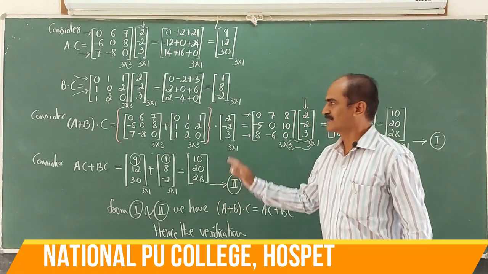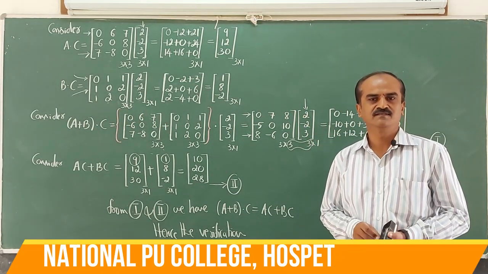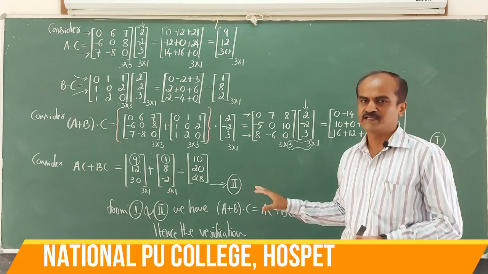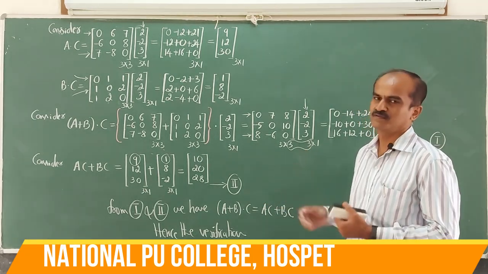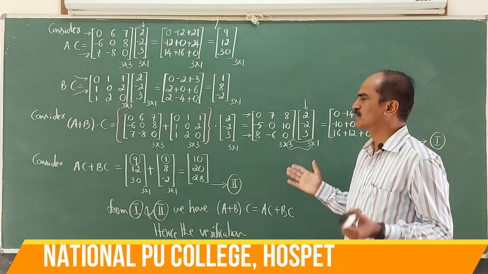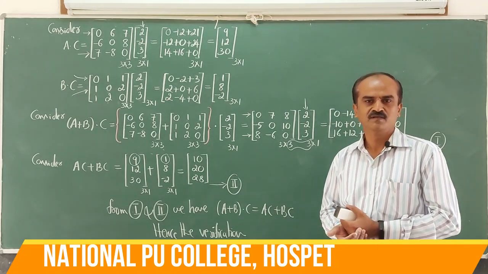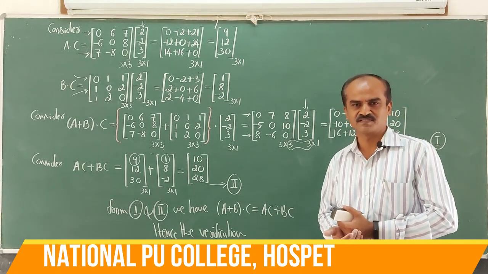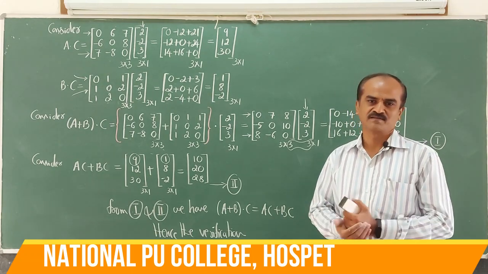So this kind of example also comes in the board exam and it will carry 5 marks. So simple to answer. Just by knowing the rules of addition and multiplication, you will be able to get 5 marks from this chapter. One more example I will take.